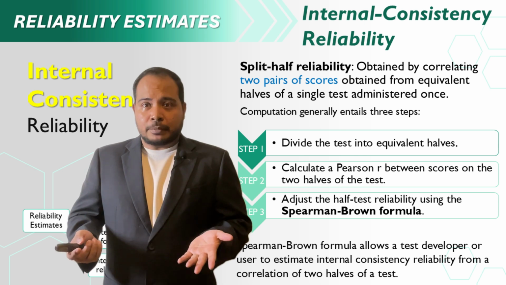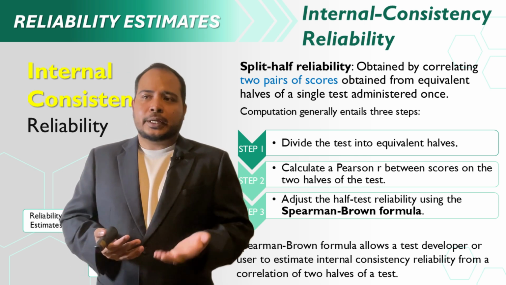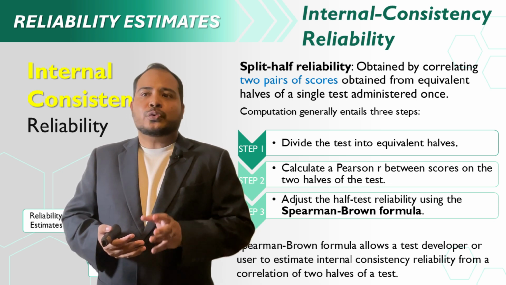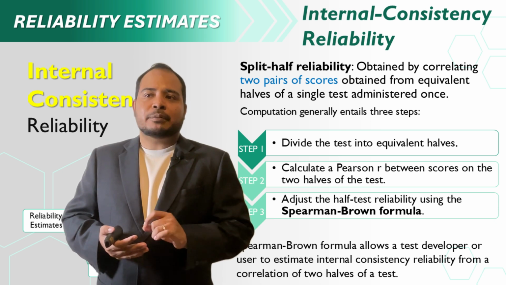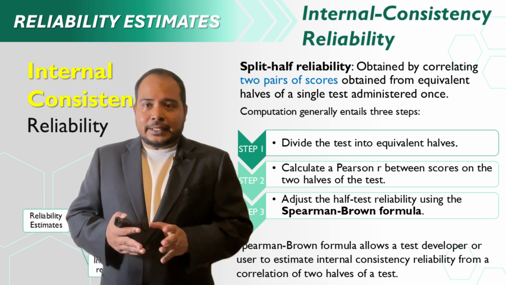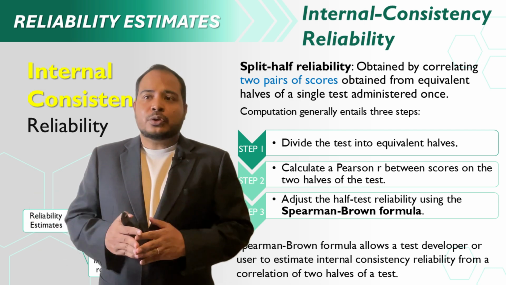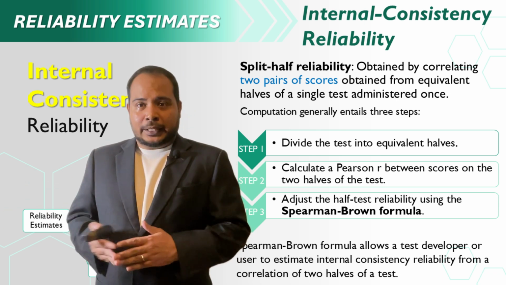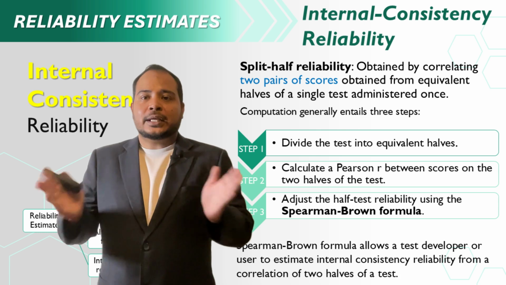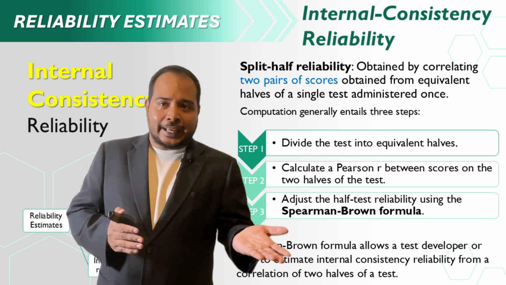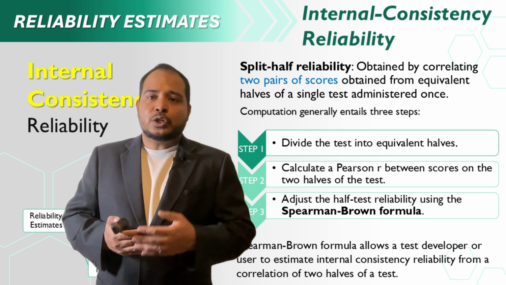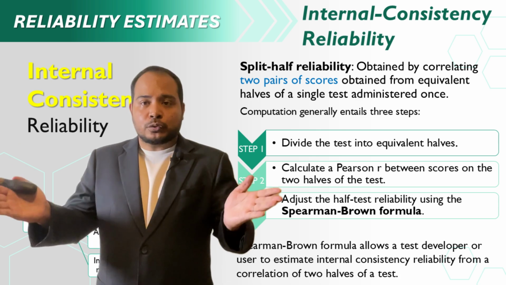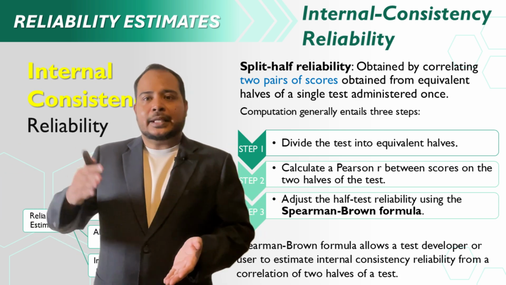So what is split half reliability? Split half reliability is obtained by correlating two pairs of scores obtained from equivalent halves of a single test administered at once. Basically, if you have 20 items and you want to establish internal consistency reliability using the split half method, you have to divide the 20 items into two. One half is 10, another half is 10. So here, you need an equal number of items. If you have 12 items, then you have to split those 12 items into 6 and another 6.